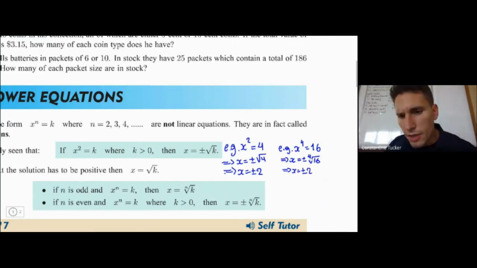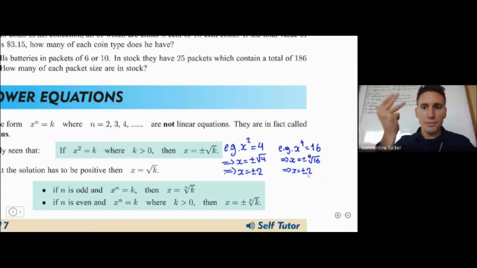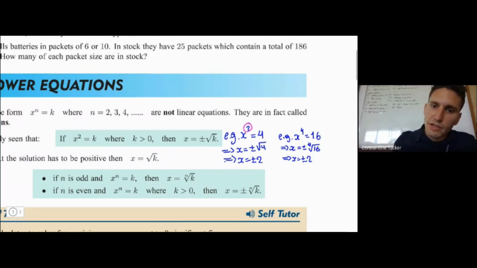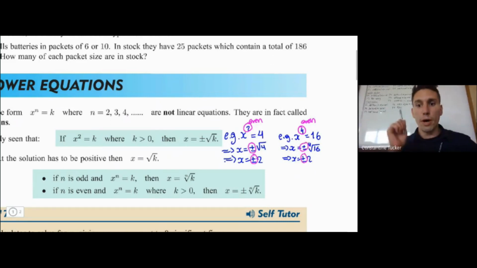Now, this business here with the plus or minus is happening because the power is 4. And that means minus 2 times minus 2 times minus 2 times minus 2 will be positive, because negative times a negative makes a positive, times a negative makes a negative, times a negative makes a positive. So notice that when you have a power which is even, so this is even, this is even, that even power means you have two solutions. So you have plus or minus.